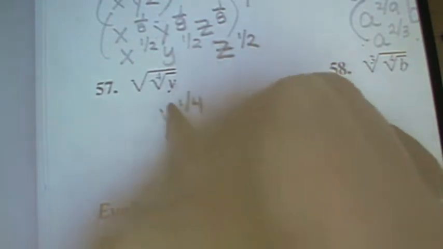56. This middle piece right here is a to the 1/3 power. And then the outer piece is the square root. Square root means 1/2 power. So power to power, you multiply. 1/3 times 1/2 is 1/6. 57. This is y to the 1/4 power. And then raise it to the 1/2 power is y to the 1/8. 1/4 times 1/2 is 1/8.